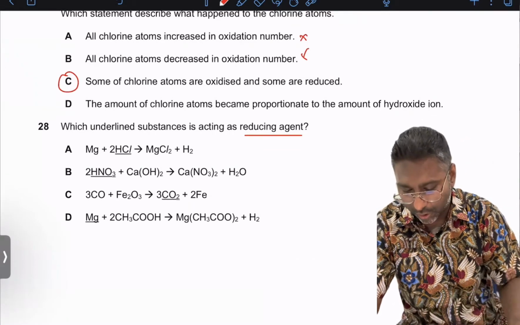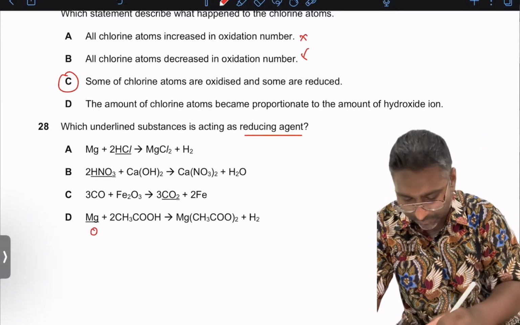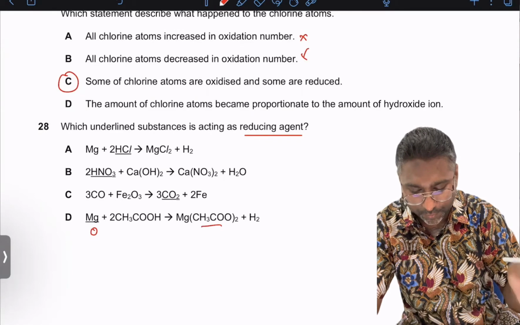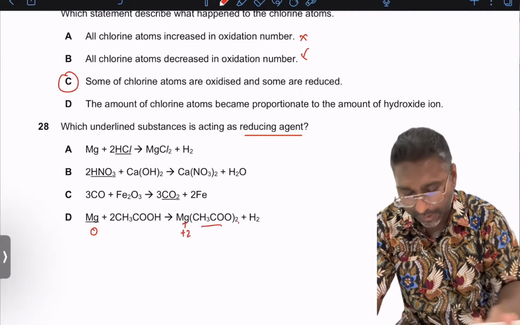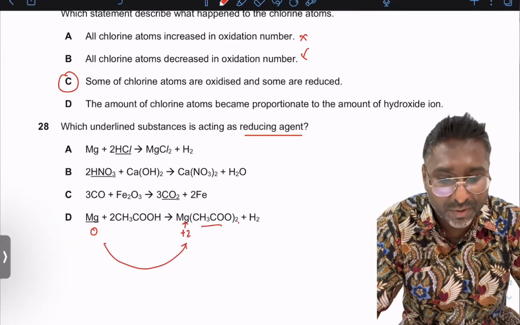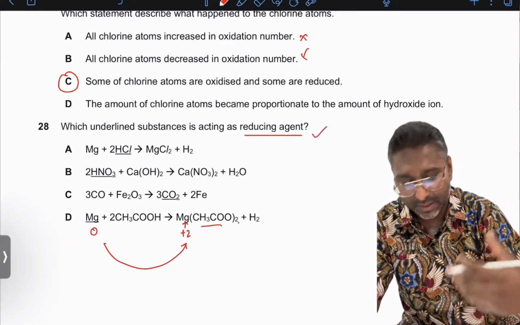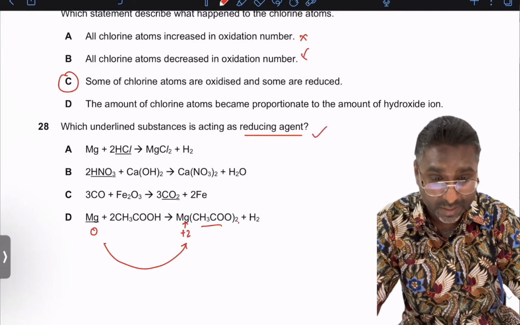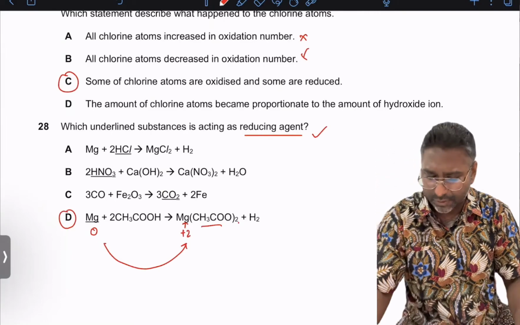You can go through all this, but if you look at magnesium, it is 0. This one is going to be CH3COO minus, so that's 2, so this one is going to be plus 2 if you calculate. So there is an increase in oxidation number for magnesium. Therefore, a reducing agent is something that will reduce others, but they will get oxidized. So the answer is going to be D. The rest you can just double check.